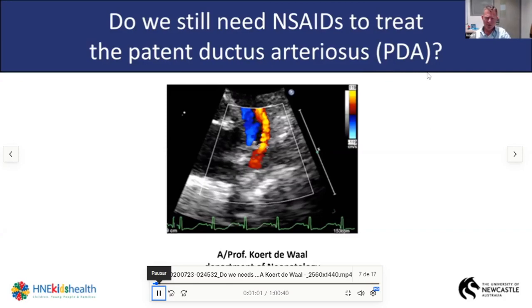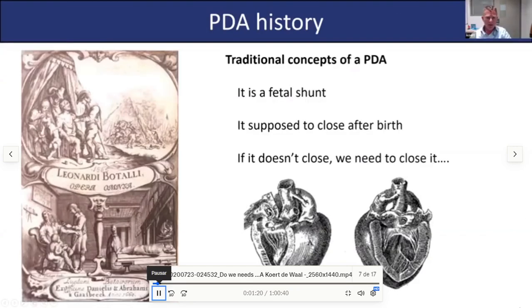Julie asked me to talk about the PDA. This is one of my favorite topics, and I'm going to try and take you on a journey of how we got where we are now, and some new information on how we can move forward. If you're my age, but probably also younger, we've all been raised with the traditional concepts of the PDA.